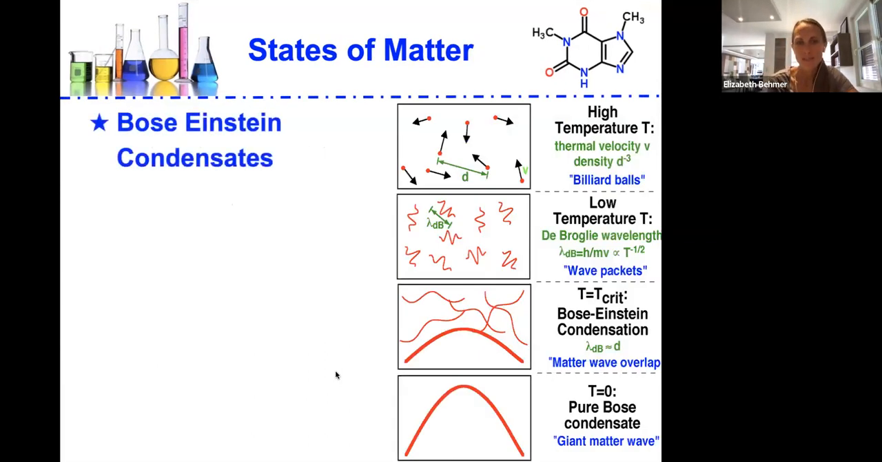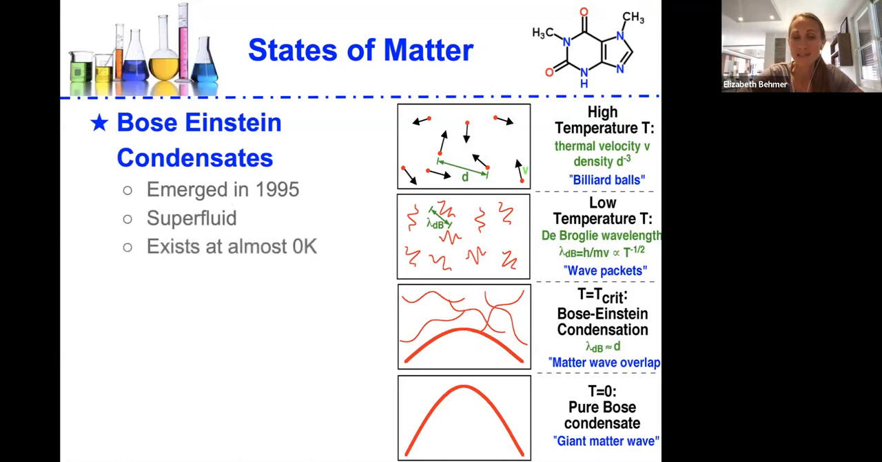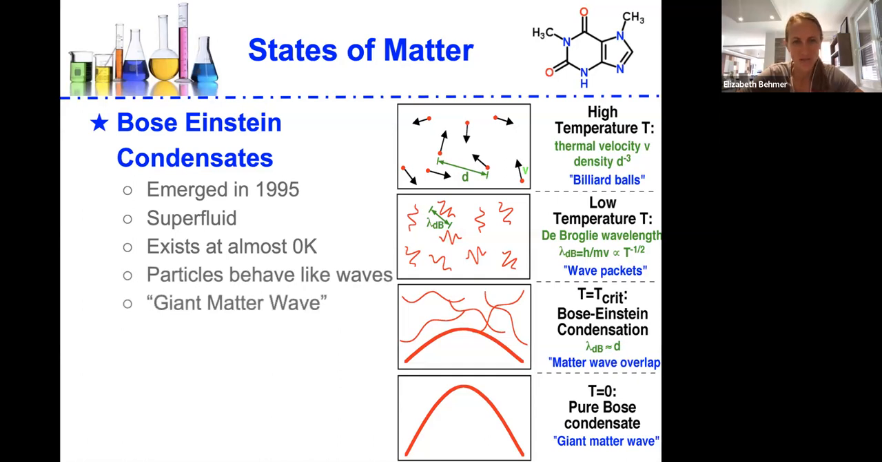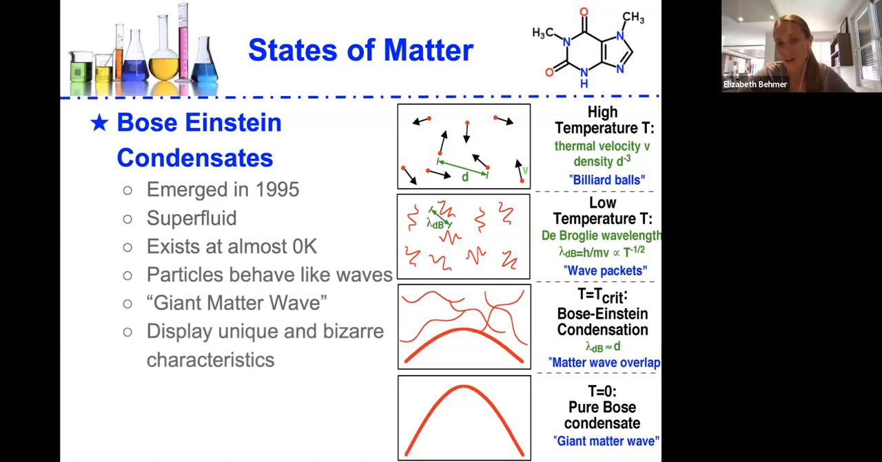Let's talk about the Bose-Einstein condensates. So let's talk a little bit about some of these states of matter and the properties of matter. These condensates describe how matter waves will overlap and a little bit of movement of these particles of matter. These emerged in 1995. They're like a superfluid, and they exist at almost 0 degrees Kelvin. Particles will behave like waves in a situation that we call the giant matter wave, and the display is very unique and gives it very bizarre characteristics.